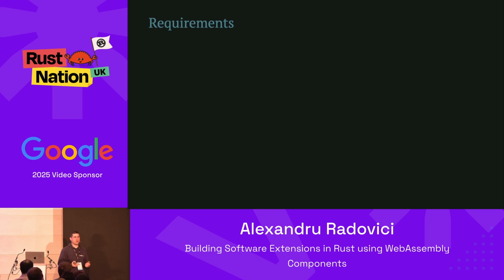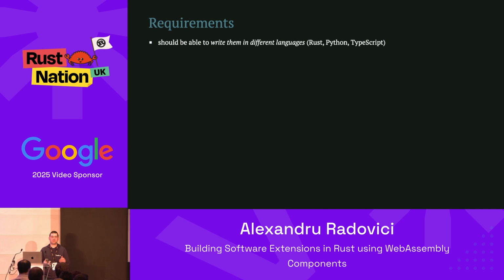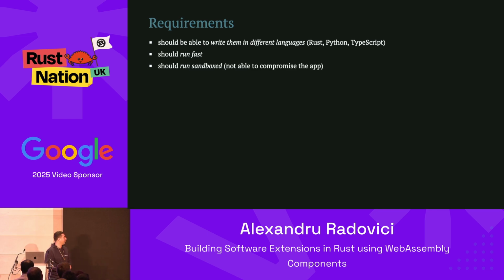So what are the requirements for an extension for an application? First of all, the best thing would be if we could write extensions or plugins in any language that we like. And this is usually not true. Usually extensions today have to be written somehow in the language that the application has been written. They should run fast. So if I write an extension, it should not hinder my application. And ideally, it should run sandboxed. So an extension or a plugin is not able to stop my application or make it misbehave, and so forth.